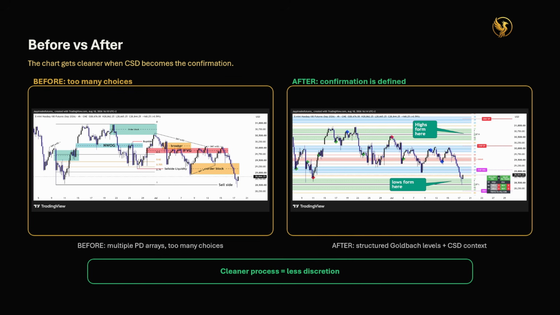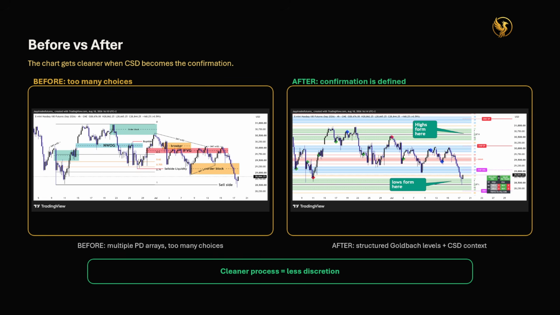Every new box created a new potential opportunity, a new entry. The analysis may have looked detailed, but the execution was still discretionary because I had no objective method for choosing between those locations. After introducing structured Goldbach levels, like you see here, these are the Goldbach levels, and my CZ confirmations, the charts became much easier to interpret.